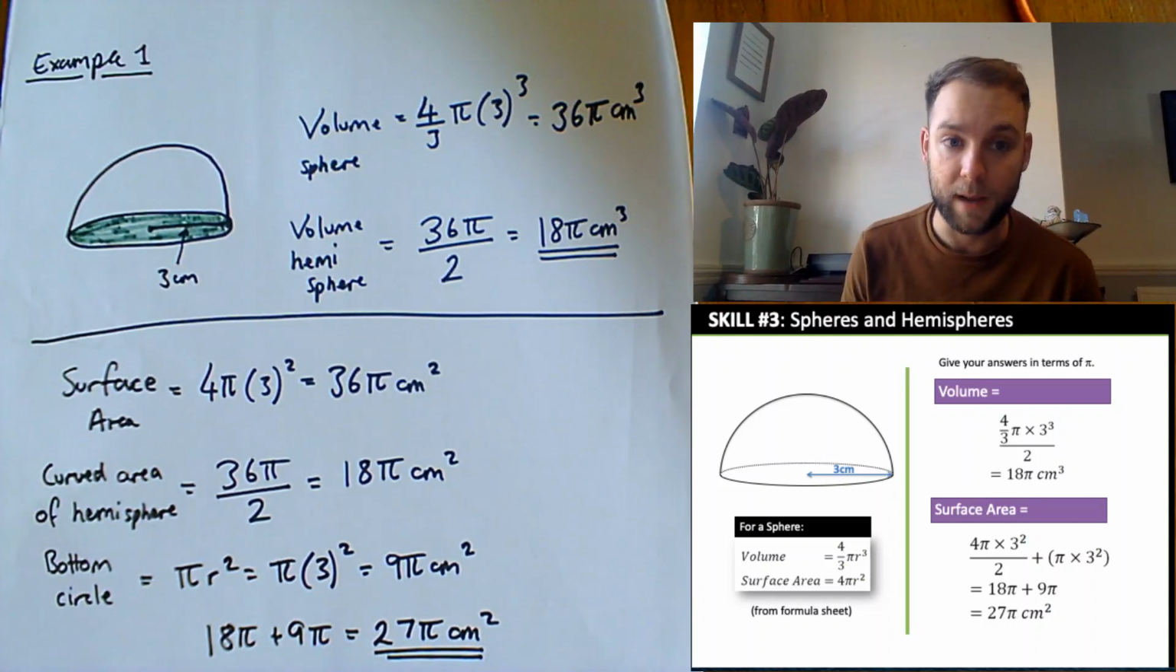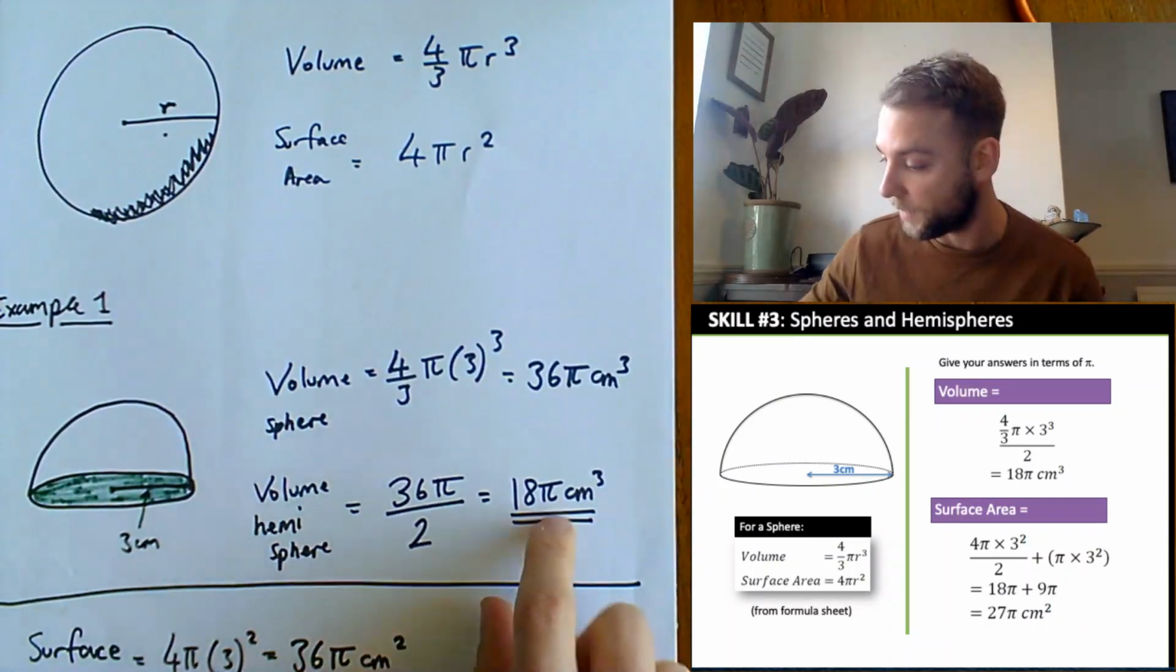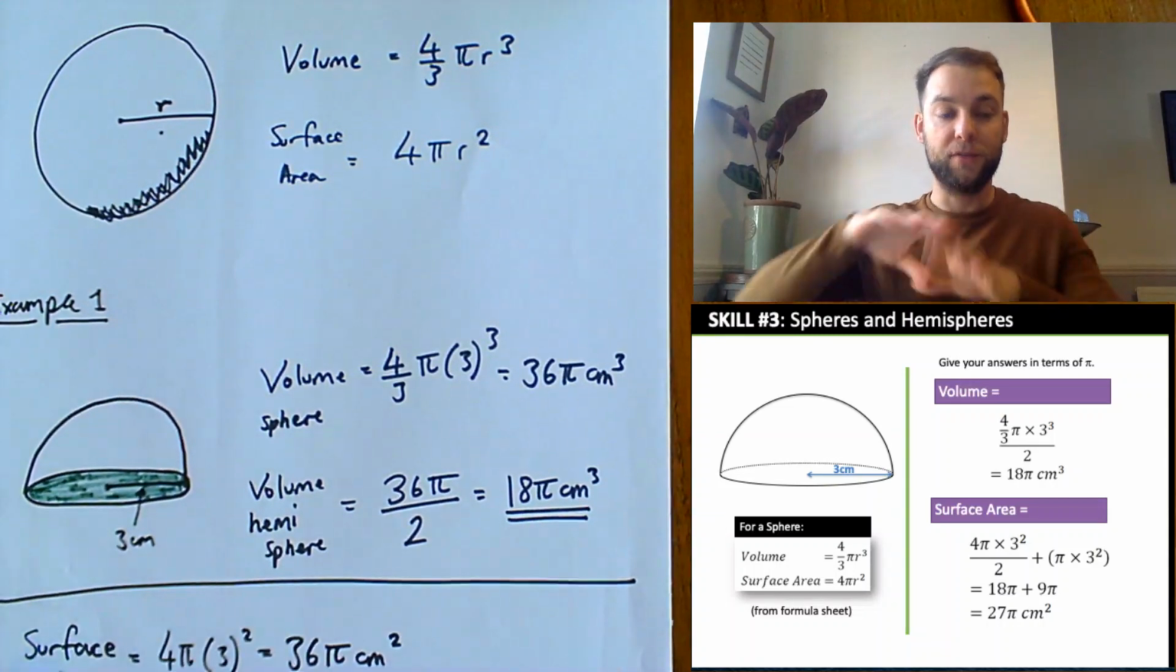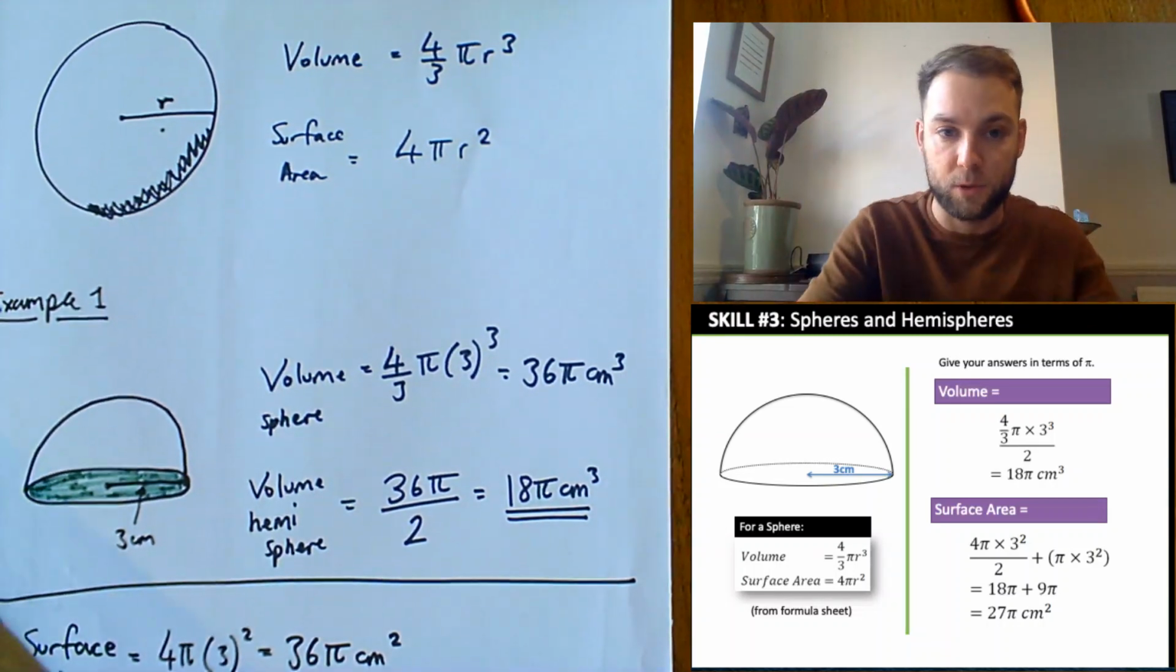And a lot of people mess that up. You can't just halve it like the volume. You have to do the curved area and the bottom as well.